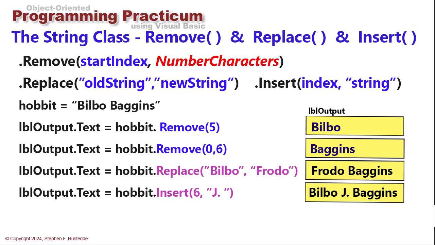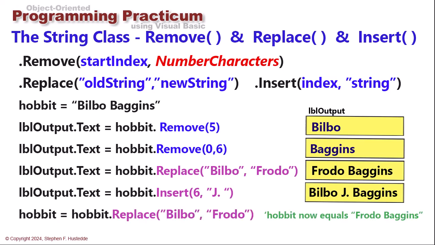Now again, in this case, I'm not changing hobbit itself. I'm taking hobbit and making a manipulation and assigning it to a property. But if I wanted to change hobbit itself, we could say hobbit equals hobbit.replace and replace Bilbo with Frodo, and now hobbit would equal Frodo Baggins. In the next lesson, we'll look at the fact that string methods are immutable, but we can replace a string with a new assigned string.